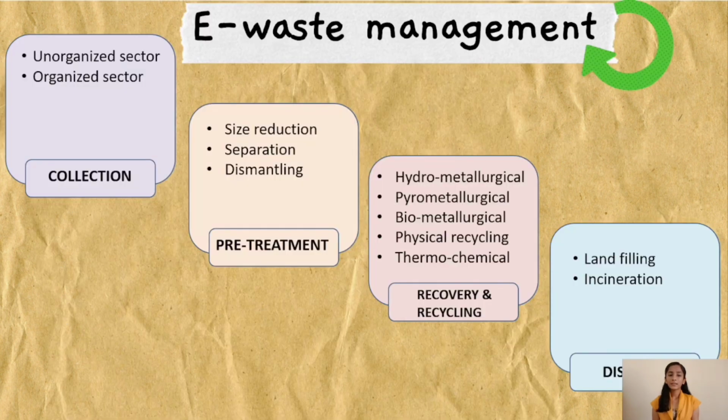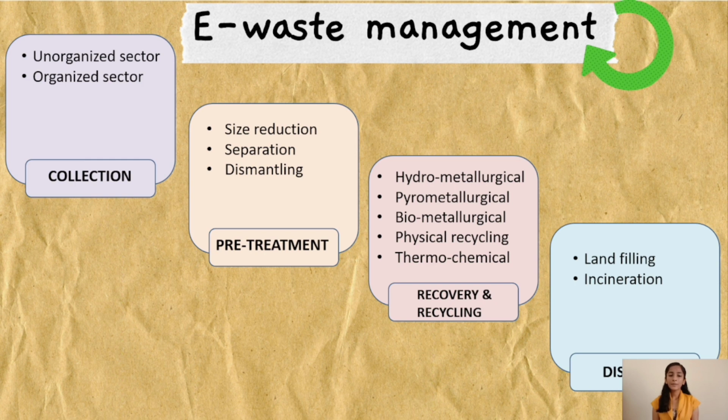E-waste management. E-waste management includes four major steps. They are collection, pre-treatment, recovery and recycling, and disposal. So the first step is collection. Here we collect the e-waste from unorganized and organized sectors.